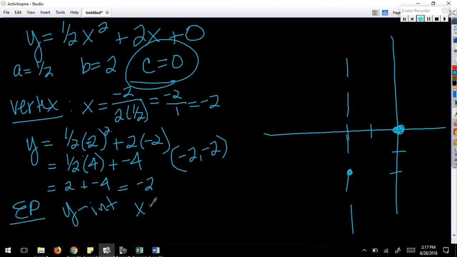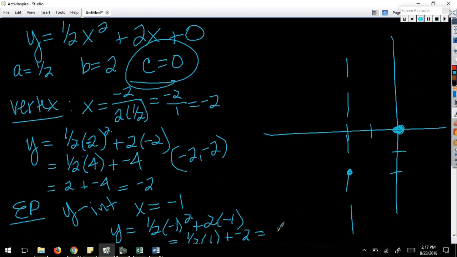Just to show you, for the sake of example, I'm going to pick -1 here and show you what happens. I'm going to plug it in. 1/2 times -1 squared plus 2 times -1. -1 squared is 1. So this would give me 1/2 minus 2. I just ran through the calculation pretty quick, because I'm going to assume you would use that y-intercept like this because this is the easiest.